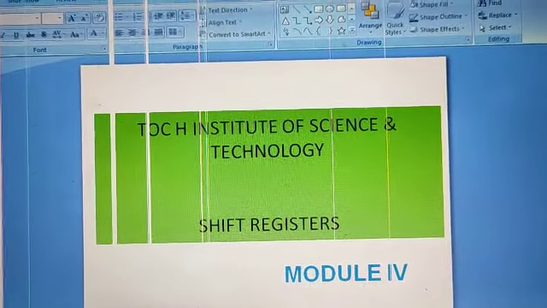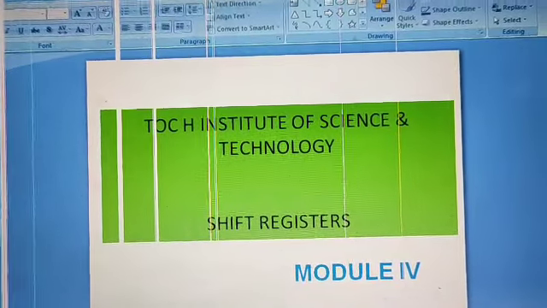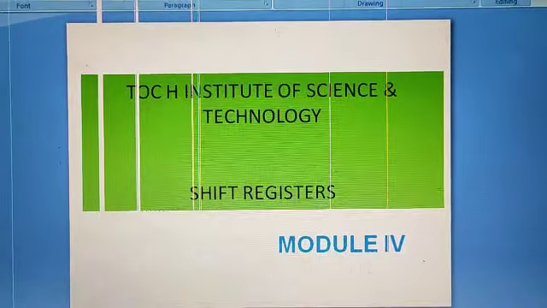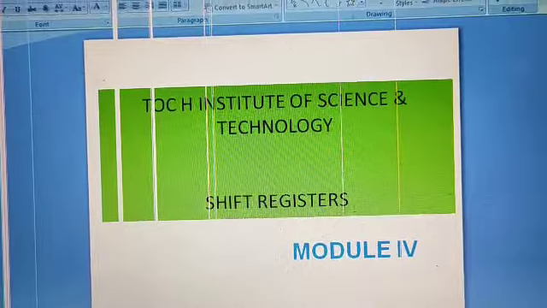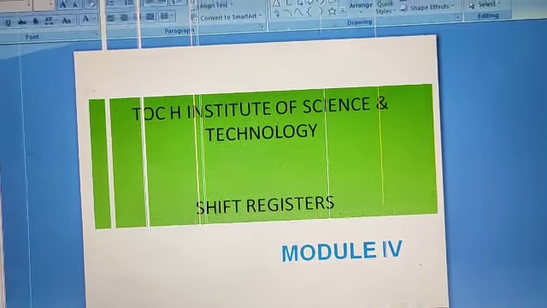Hello everyone, welcome back to the next session, shift registers. So we'll see what shift registers are and what the different types of shift registers are in this session.